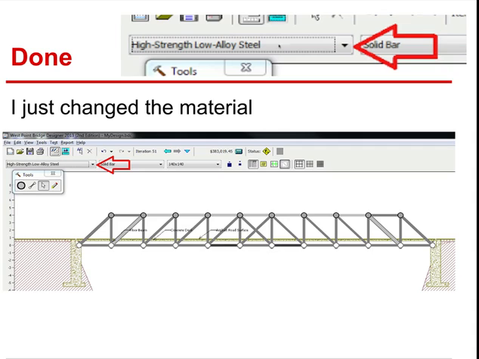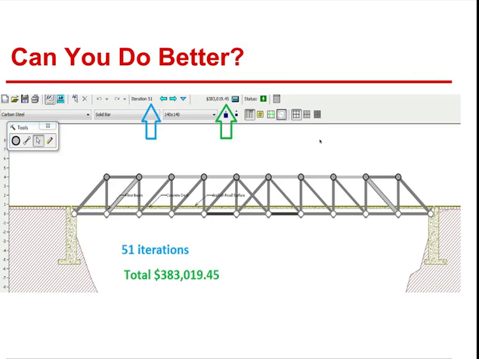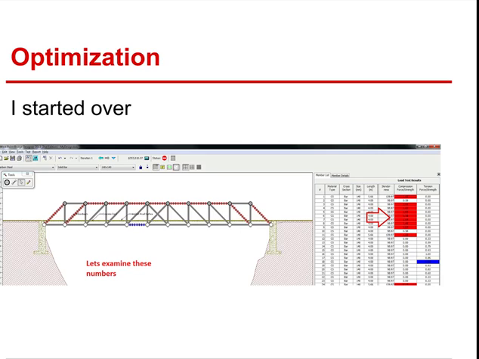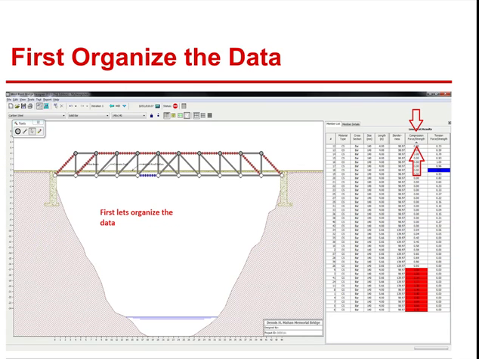Here we changed to high strength alloyed steel. Change these 2 down here. And boom. Now there's your price though. It's up at 383s. It's the 51st iteration. That means you keep changing things and improving it. So you can start over. I started over. You can start optimizing this. You can figure out, well, how can I do this where I can be cheaper?